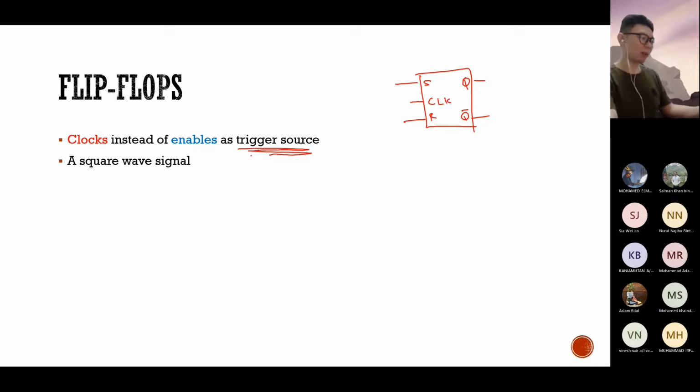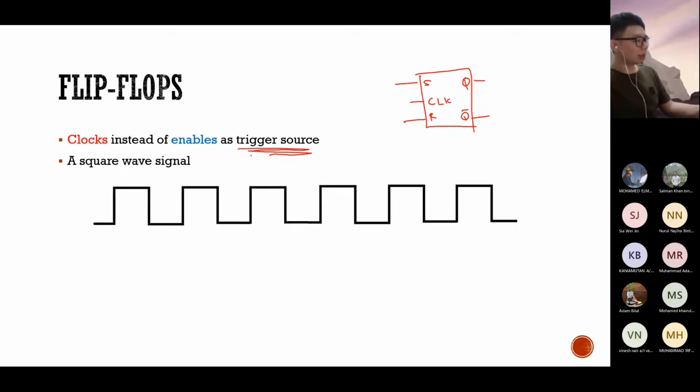So let's take a look at what a clock actually is. A clock is nothing but a square signal, a square wave. If you have a square wave, this level will be logic 0 and over here will be logic 1. So this square wave is known as the clock.